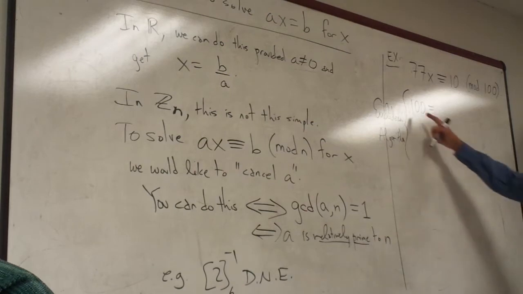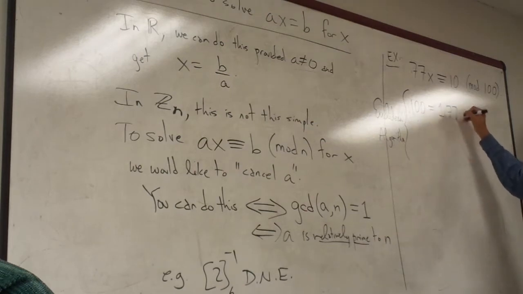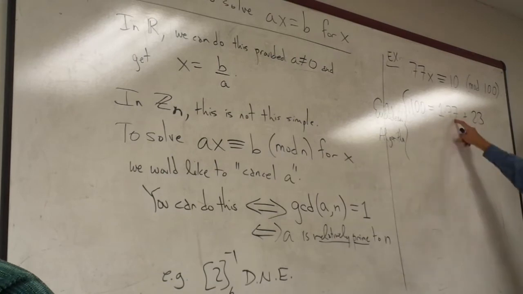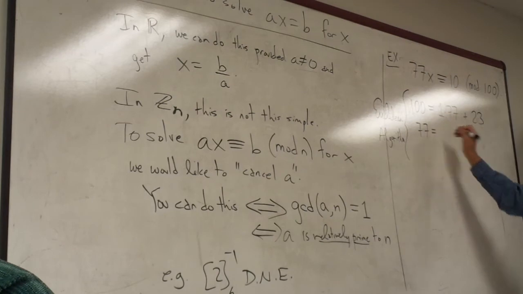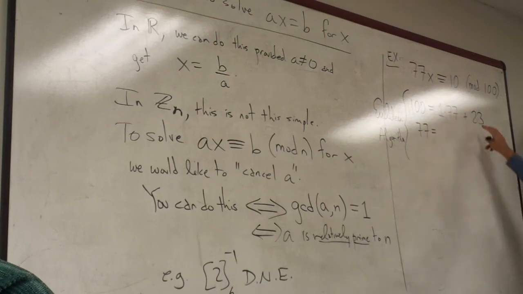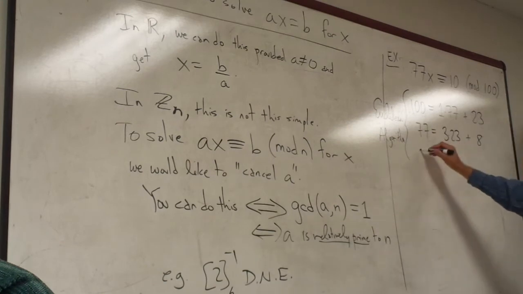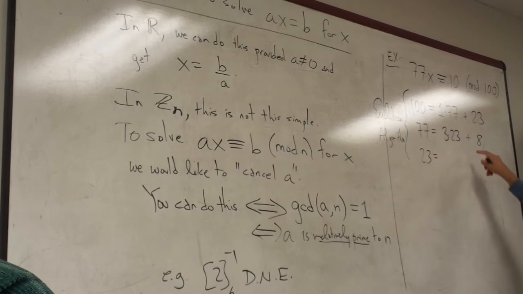Sure. So 100, you just divide it by 77, and you get a remainder of 23. Then you take the previous divisor, put it over here, and divide that into 23, and it goes in there 3 times. So 3 times 23, which is 69. And then to that you would add 8. I've seen this. Okay, so then you take the 23, you put it here. It goes into 8 2 times with a remainder of 7.